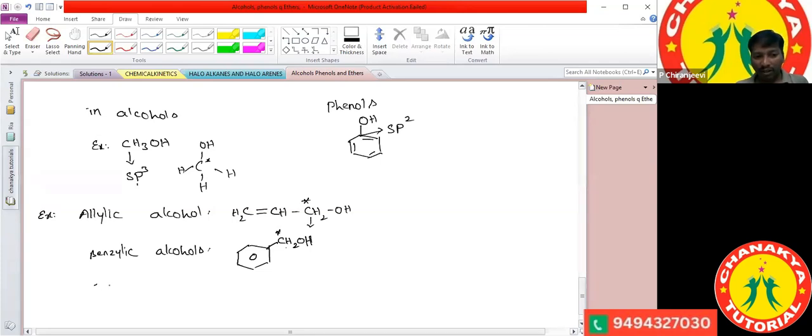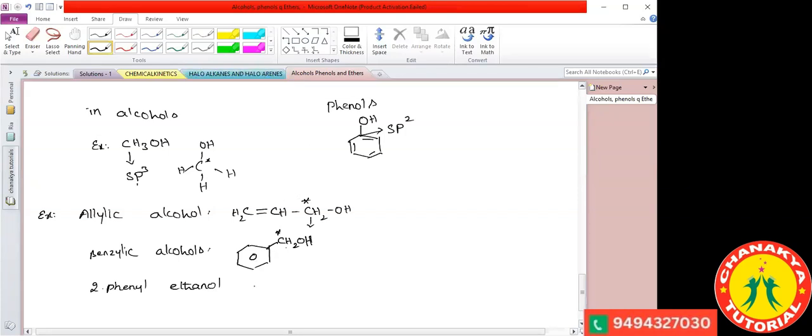The IUPAC name is 2-phenyl ethanol. In this one, my question is, what is the hybridization of the carbon which is connected with the OH group? I didn't write the structure, so you have to tell the answer. What is the hybridization of the carbon connected with the OH group in 2-phenyl ethanol? Sir, sp3. sp3, ma. Okay.